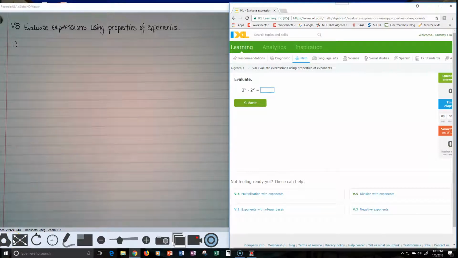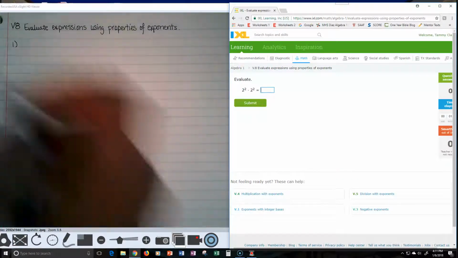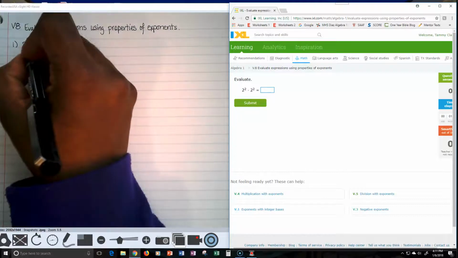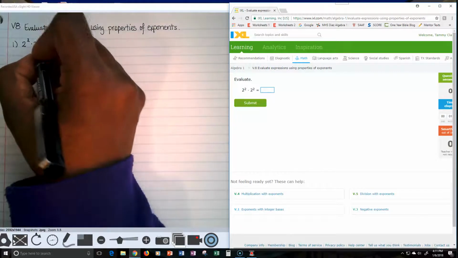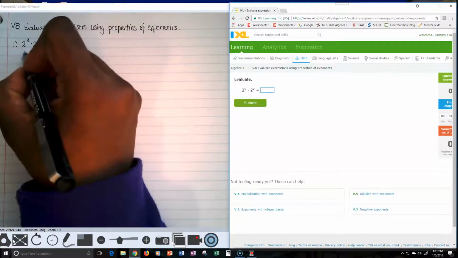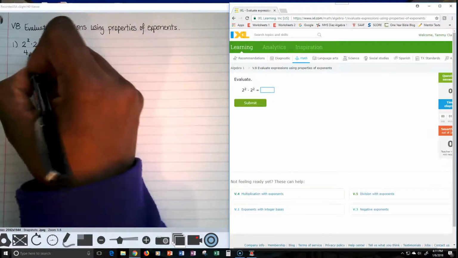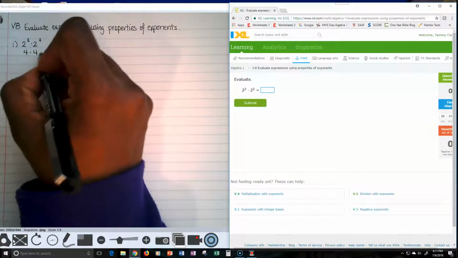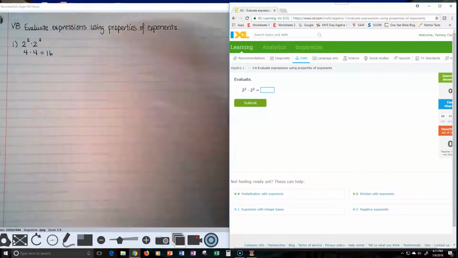Alright, we're looking at V8, evaluate expressions using properties of exponents. So to evaluate means to come up with one single answer. So number one, we've got 2 squared times 2 squared. And we really know that is, we could evaluate this as 2 squared is 4, 2 squared is 4, and 4 times 4 is equal to 16.